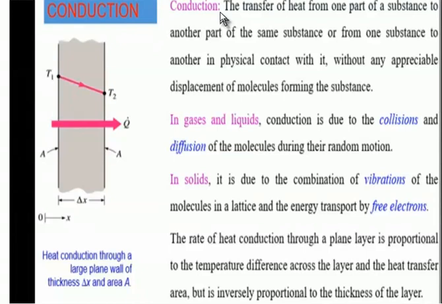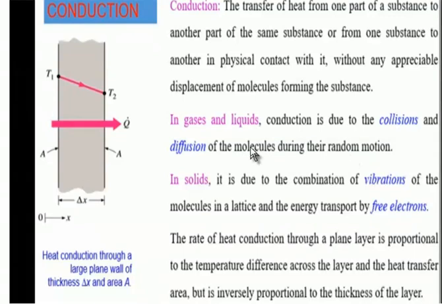Okay. Next, in gases and liquids, conduction is due to the collisions and diffusion of the molecules during their random motion. So in gases and liquids, conduction is due to the collision and diffusion of the molecules during their random motion.